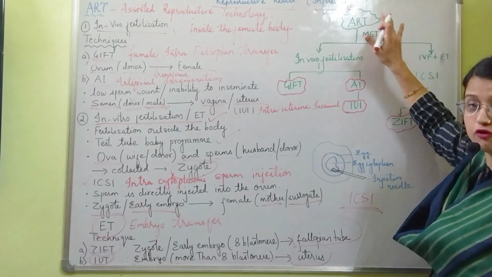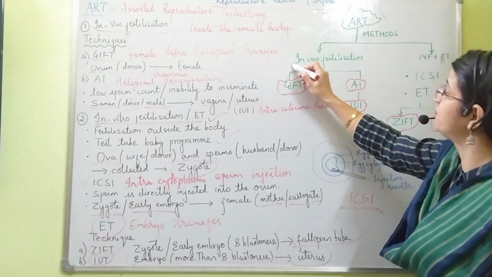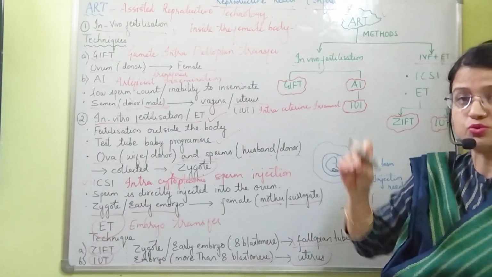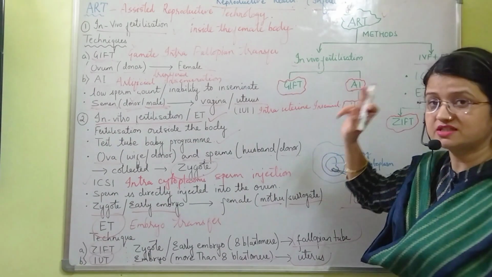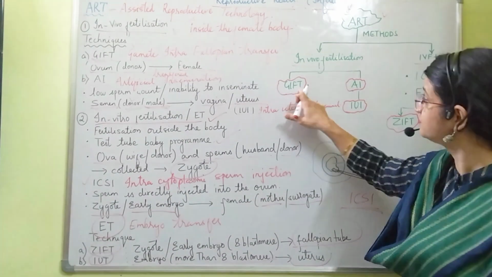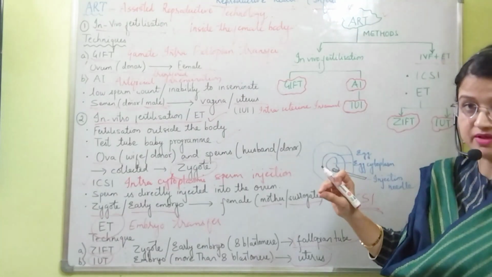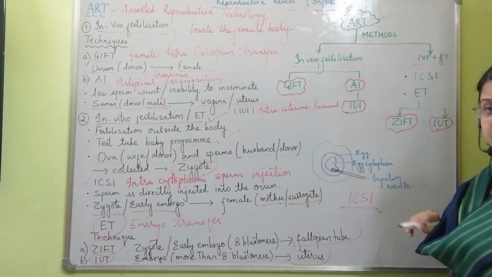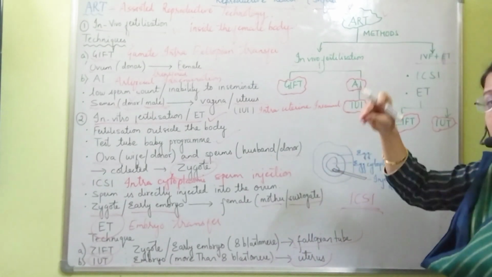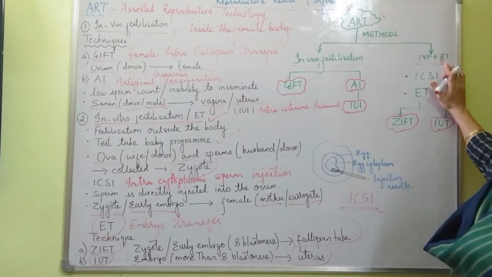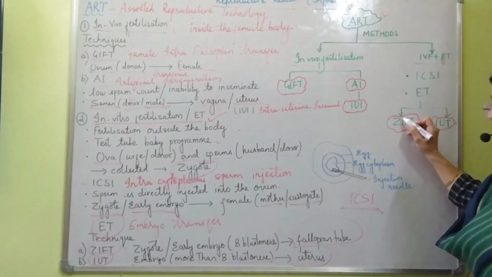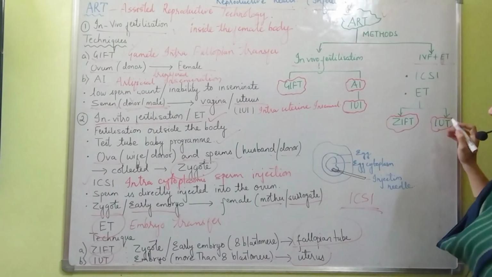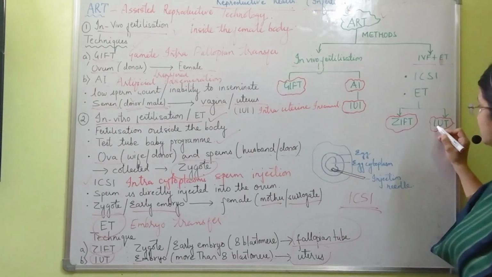First of all, ART. You should know the full form of ART, assisted reproductive technology. There are two methods, in vivo fertilization and in vitro fertilization, followed by embryo transfer. In vivo fertilization, when it is taking place inside the female body, it can be GIFT. The first technique is GIFT, that is gamete intrafallopian transfer, and the next technique is AI, that is artificial insemination. And if it is done in the uterus, it will be called IUI, intrauterine insemination. IVF, that is in vitro fertilization, takes place outside the body. After the formation of zygote, we have to transfer it, and it will be called embryo transfer. Here we will transfer the embryo. If it is up to 8 blastomeres, it will be called ZIFT, zygote intrafallopian transfer. And if it has more than 8 blastomeres, we will do IUT, that is intrauterine transfer.